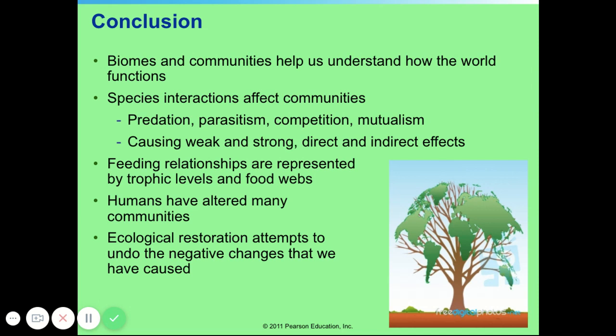So in conclusion, there's a lot of information in this chapter about ecologies and species interactions. So focus on the parts that are new to you or less familiar to you as you study.